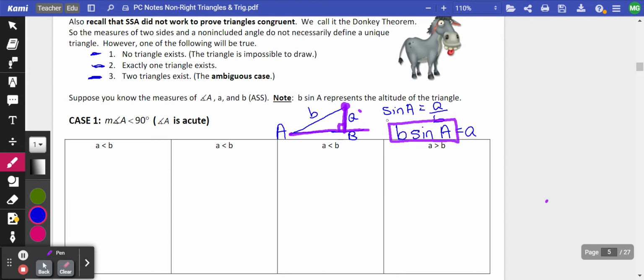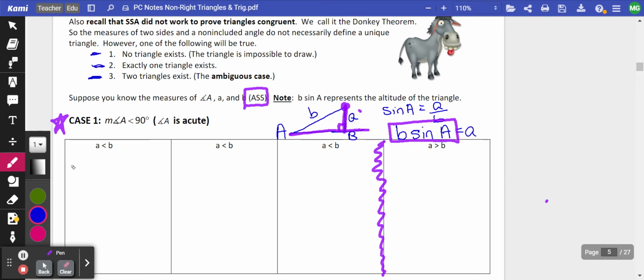The first scenario that we have shows that a, the side length a, is less than b. We're going to be giving you an angle, a side, and another side. This is the information we'll be giving you. In this particular case, notice that for all of these, the angle that we're given is acute. And for the first three scenarios, side a is shorter than side b. So the side across from the angle that's given, a, is less than the other side that is given.